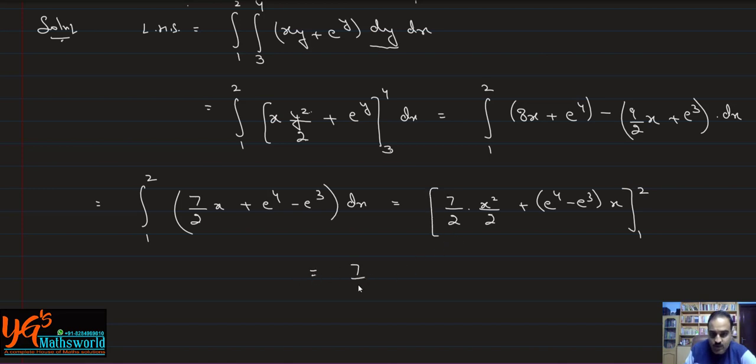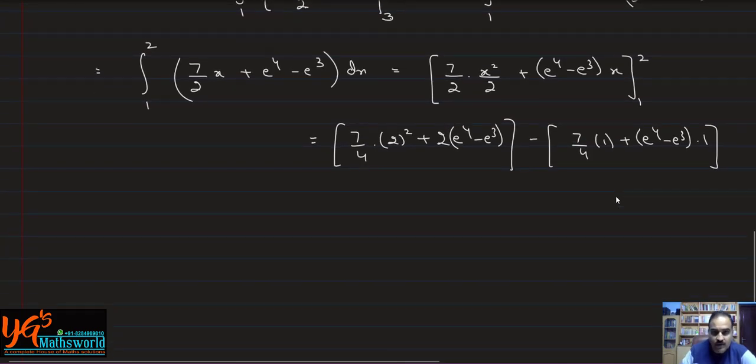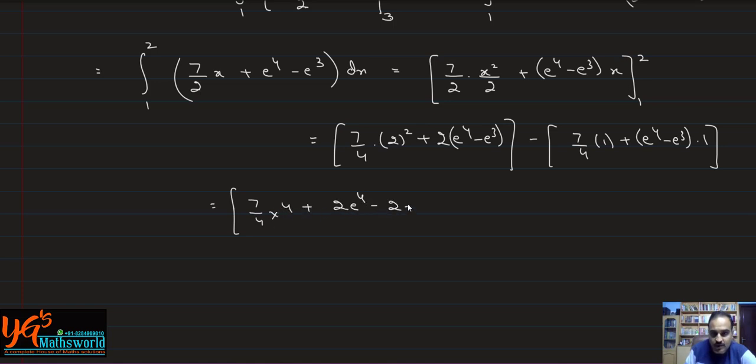So it will be 7 by 2 to the 4, and upper limit is what? 2. 2 square plus e raised to power 4 minus of e cube into 2. This is the upper limit. Minus lower limit is 1. So 7 by 4 into 1 plus e raised to power 4 minus of e cube into 1. So solving it further, it will be 7 by 4, 2 square will be 4, plus 2 times e raised to 4 minus 2 times e cube, minus 7 by 4 minus e raised to power 4 minus e cube, minus and minus plus e cube.